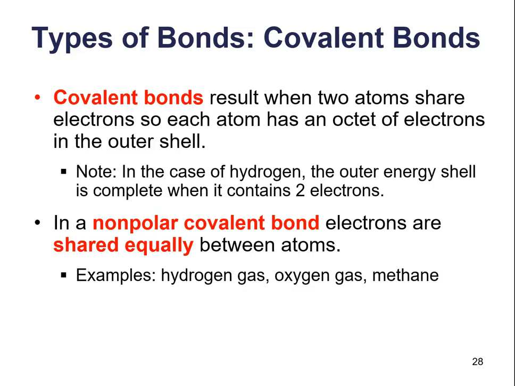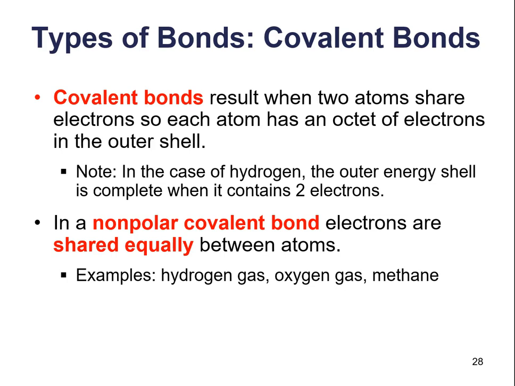All right, another type of bonds. Like I said, ionic bonds mostly occur in salts, in inorganic substances. These other types of bonds we'll see in organic molecules, and we're going to be moving forward through the course.